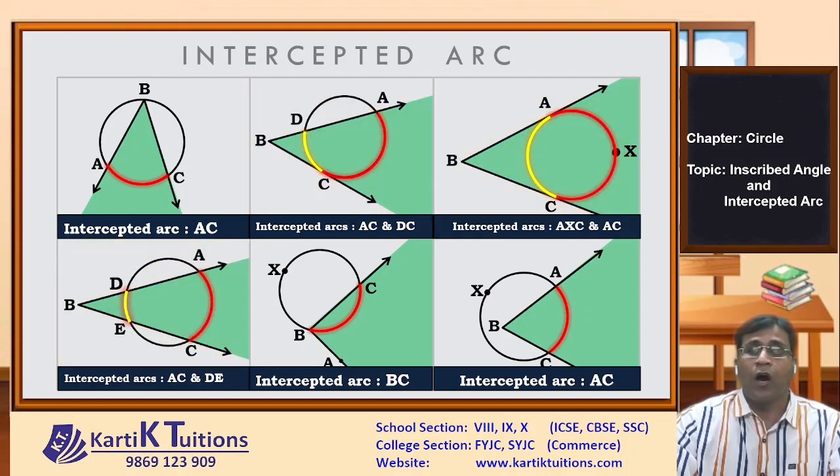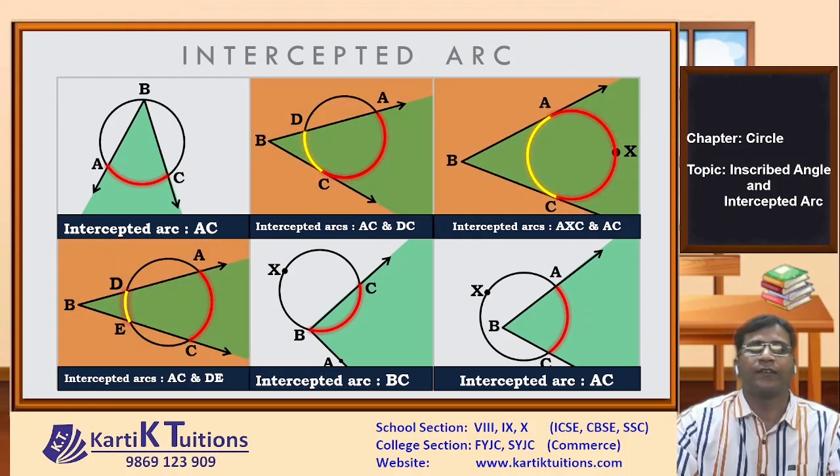Now observe the position of the vertex of the angle. Here you observe that in all the three figures the vertices of the angles are lying in the exterior of the circle. So when the angle is outside the circle, it will have two intercepted arcs, and whether the point is on the circle or inside the circle, it will have only one intercepted arc. I hope you have understood this concept.